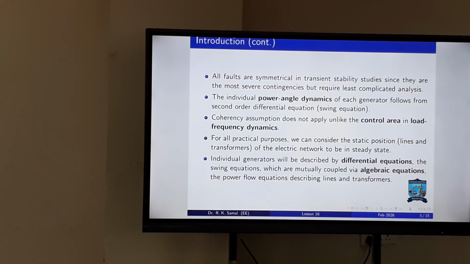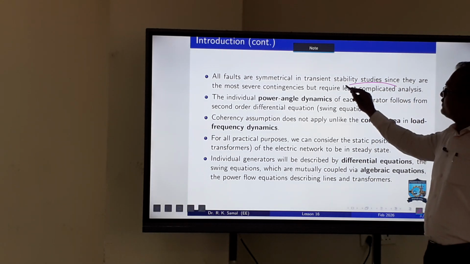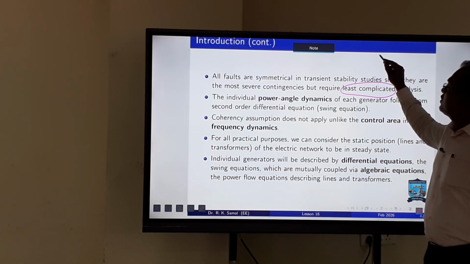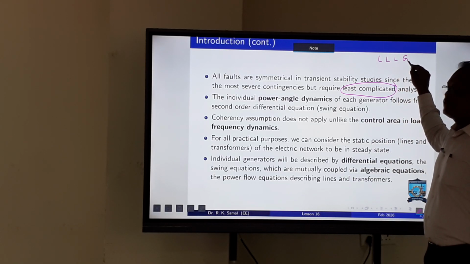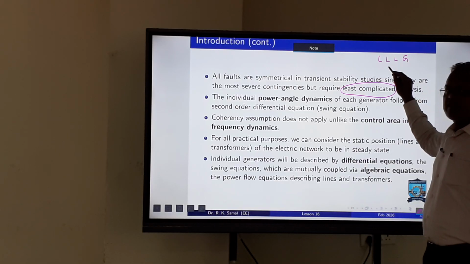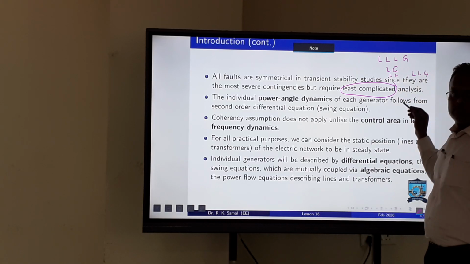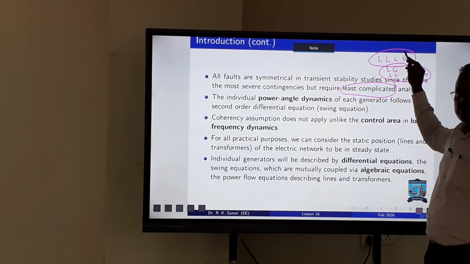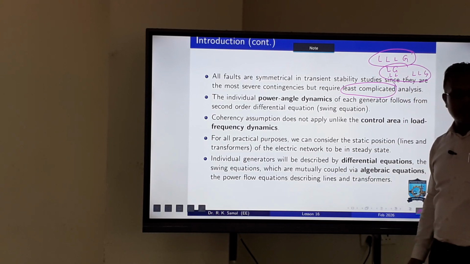All faults are symmetrical in transient stability studies since they are the most severe contingencies but require the least complicated analysis. Fault analysis we will revise again in module 4, but you have some idea. One is known as triple line to ground, which is a symmetrical fault. The others are unsymmetrical faults: line to ground, line to line, double line to ground. The symmetrical fault is the most severe because 3 lines are connected.